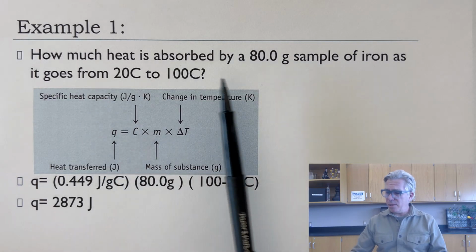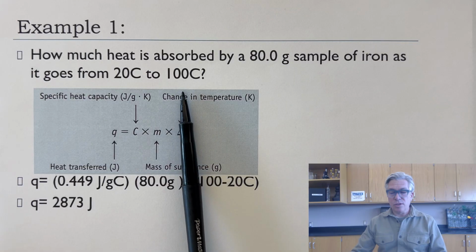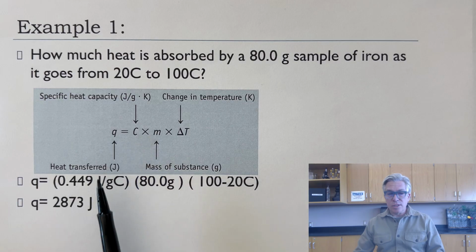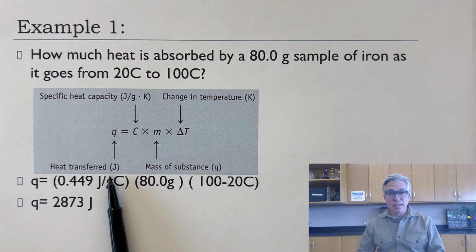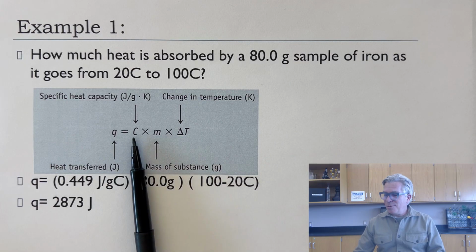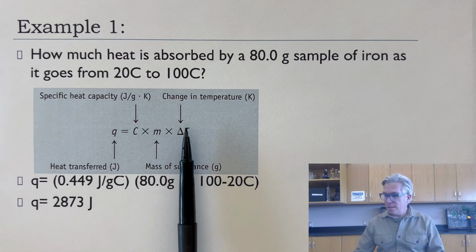So, for example, how much heat is absorbed by an 80-gram sample of iron as it goes from 20 to 100 degrees Celsius? The formula goes like this: Q, which is the letter we use for heat, because, of course, it's obvious, right? Q for heat. The quantity of heat is equal to the heat capacity of the substance times the mass of the substance times the change in temperature of the substance.